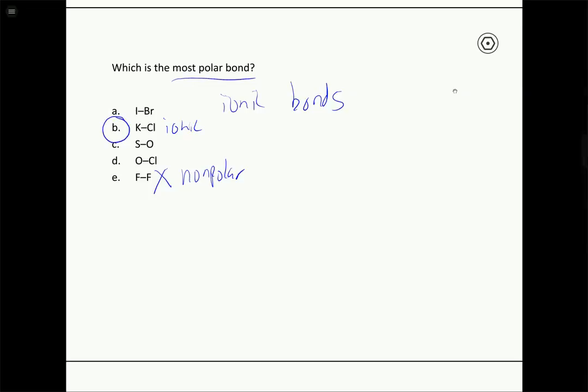Alright, so the idea here is that, again, we don't have really two different types of bonds.